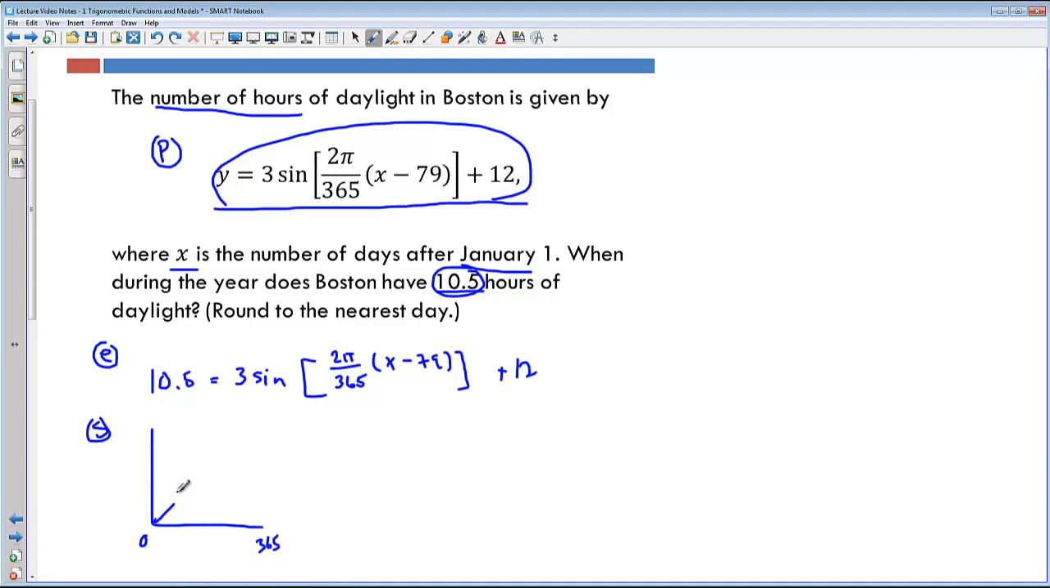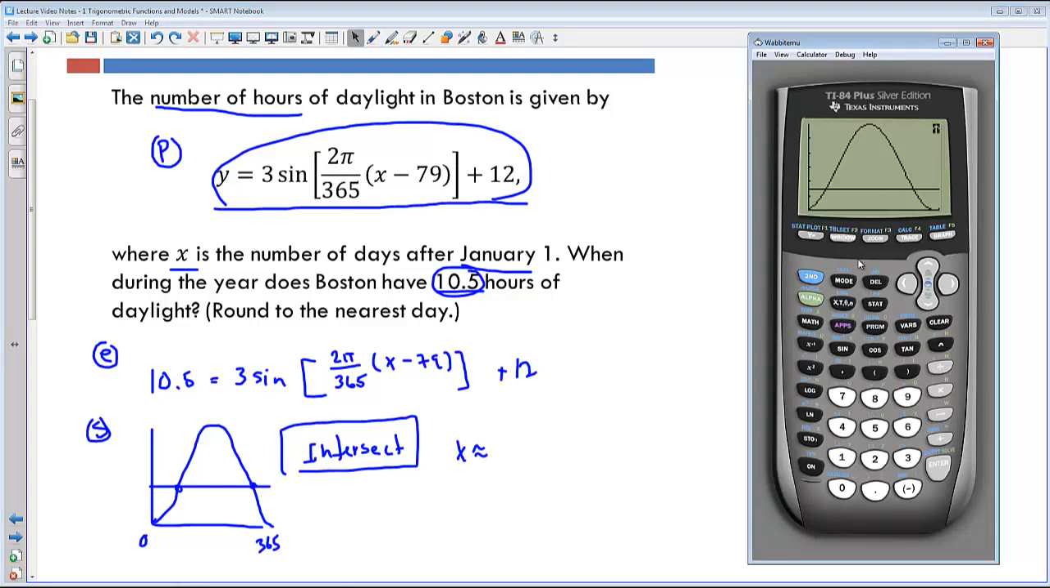So 0, 365, it basically went up, then it came down, draw a line here, and I'm looking for where it crosses these 2 points here, so I'm going to do intersect. And when I do intersect, it's going to tell me x is approximately, so let's see what happens. So I'm going to hit second trace, and then go down to intersect, which is number 5. Hit enter, enter, and enter for a guess. It's going to take me to one of my guesses, so it took me over here. And it says 291.9 blah blah days, so about 292 days.